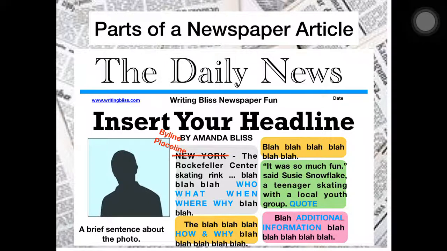The next part of the article is the place line. I've drawn your attention to the place line here by putting a red line through it. The place line of this article is New York. You can see that all the letters of New York are capitalized, and it is followed by a dash. The place line comes at the very beginning of the article.